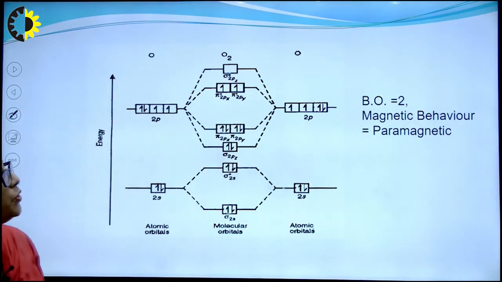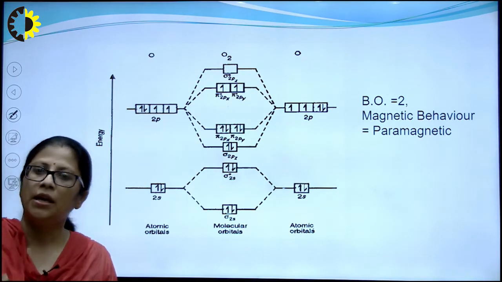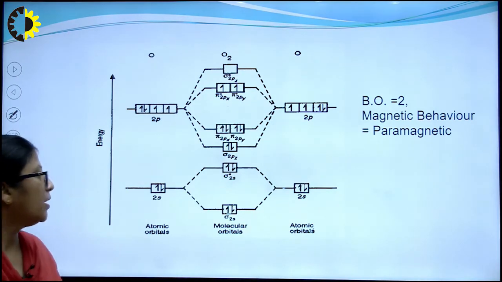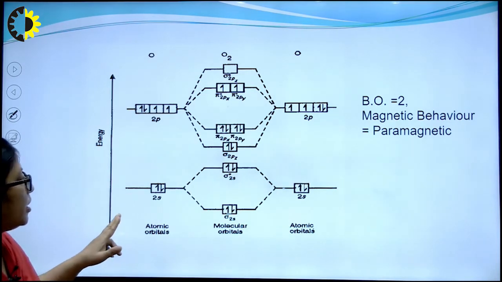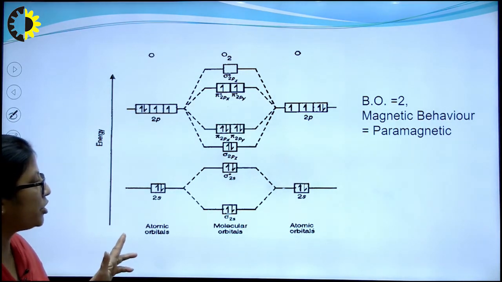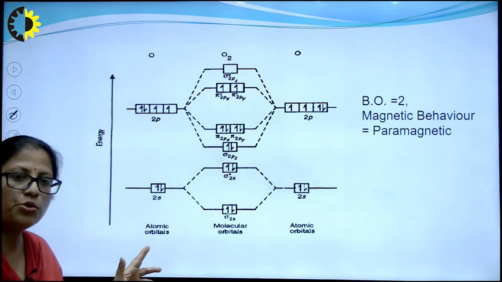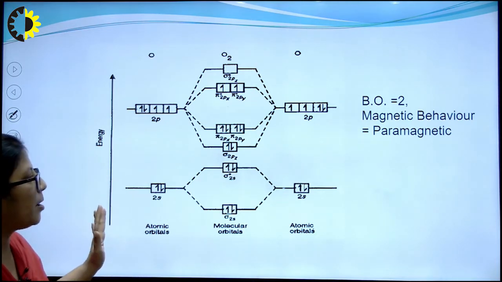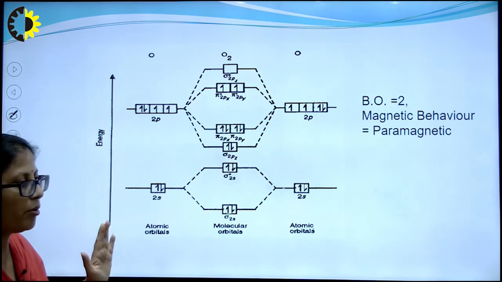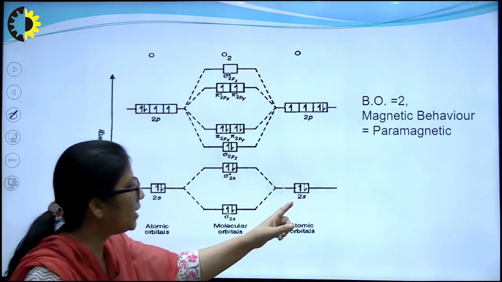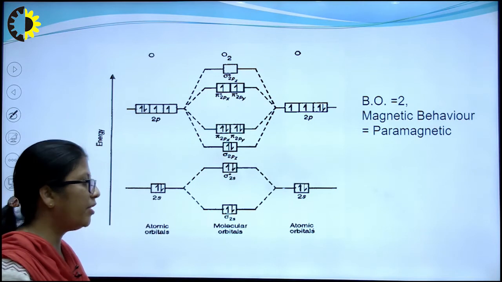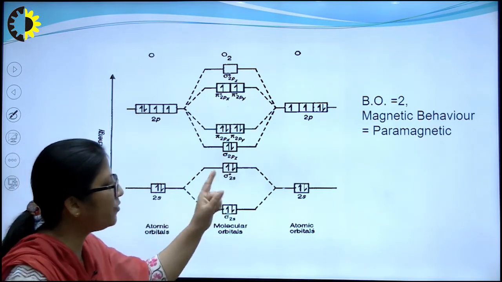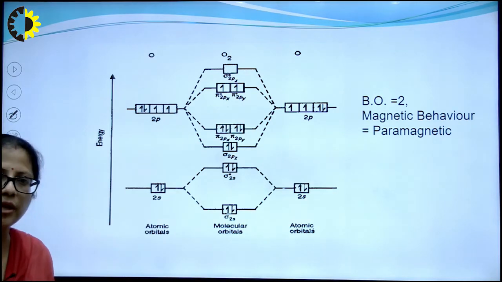Coming next to the oxygen molecule. In the case of oxygen, again the electronic configuration of oxygen is 1s2, 2s2, 2p4. So, again in this diagram I am showing only the 2s and 2p orbitals. The 2s atomic orbitals are completely filled. So, 2 electrons get filled into the sigma 2s and the next 2 get filled into the sigma star 2s.